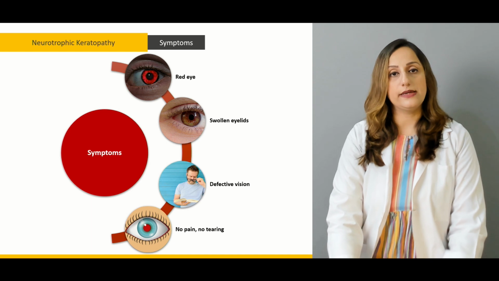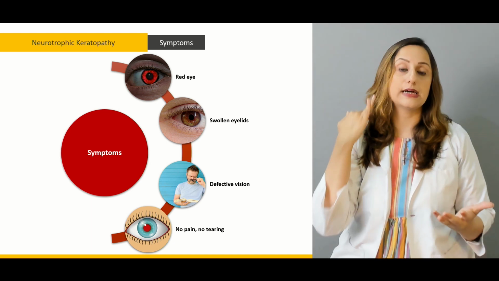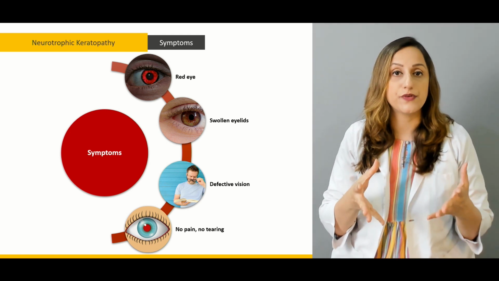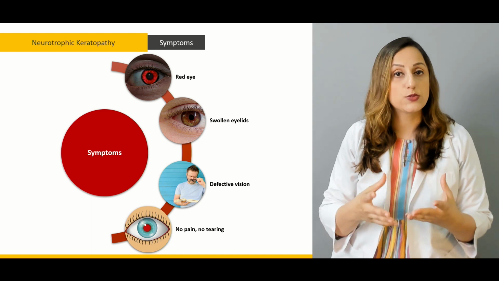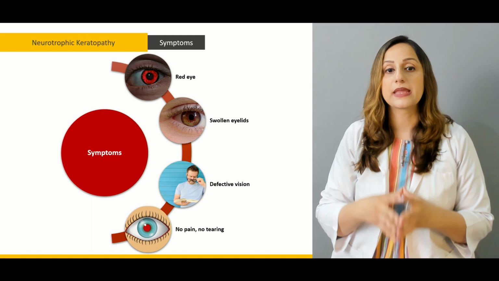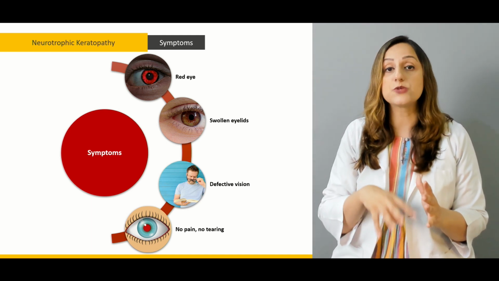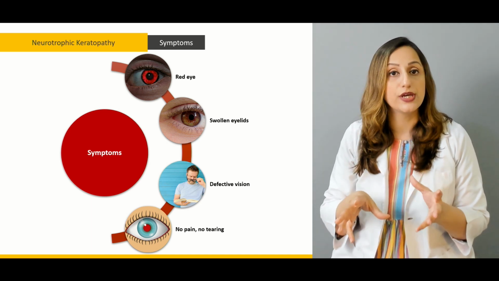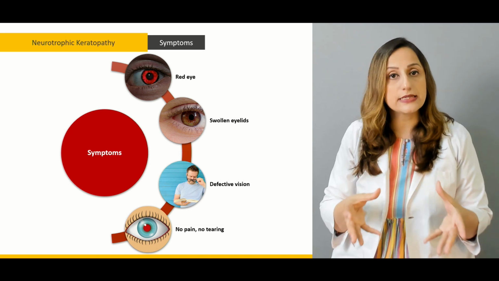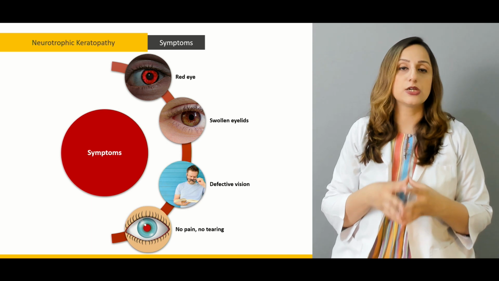No pain and no tearing. This is one of the distinguishing features over here. We've already discussed that there is pain associated with bacterial keratitis, as well as with viral keratitis, as well as with protozoal keratitis. While over here, you can just focus on the fact that there is no pain, no tearing, and no discharge seen. So no mucopurulent discharge, no follicular keratitis associated with it. So these are the distinguishing features.